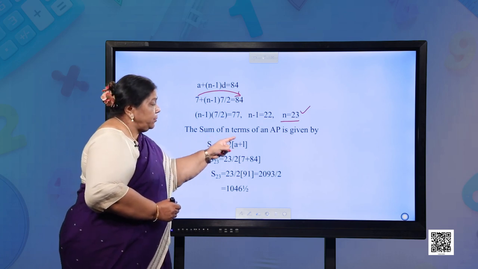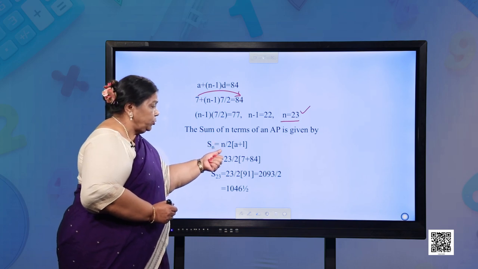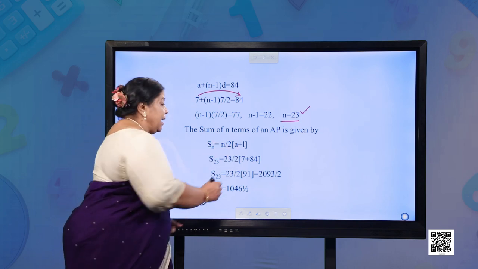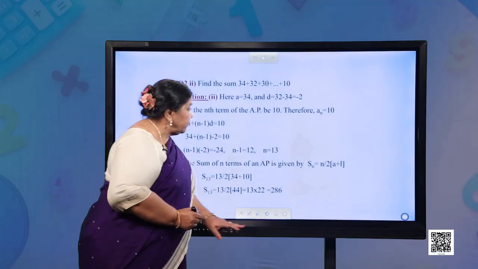Now, I will find S23. The sum of n terms of an AP is given by the formula Sn is equal to n upon 2 into A plus L. I can use this formula here. So, 23 upon 2 into 7 plus 84. On simplification, it gives 23 upon 2 into 91. That is equal to 2093 upon 2. That is again equal to 1046 and 1 upon 2. Is it clear? Let us do the next one.